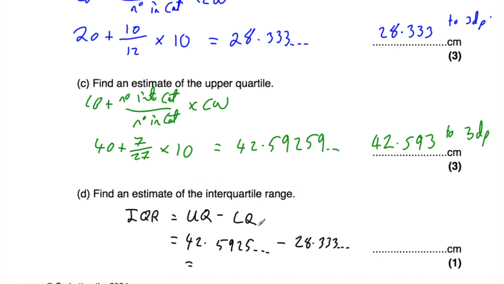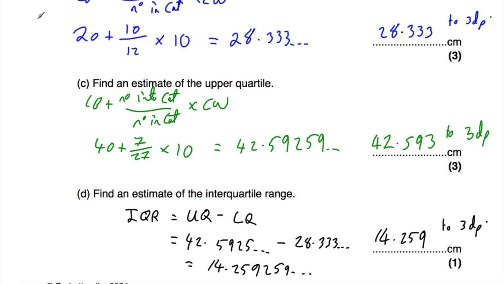So whenever we take away 28.33333 and so on, we get an answer of 14.259259 and so on. And let's just round this to 3 decimal places again. So that'll be 14.259 to 3 decimal places. And that's it. That's our estimate for the interquartile range.